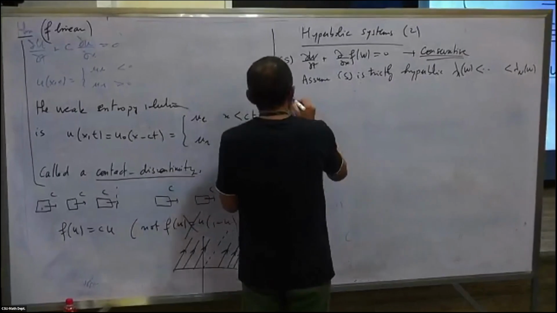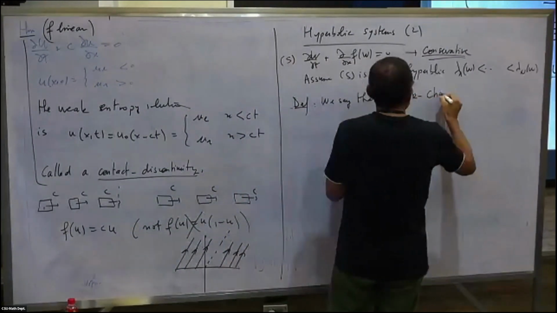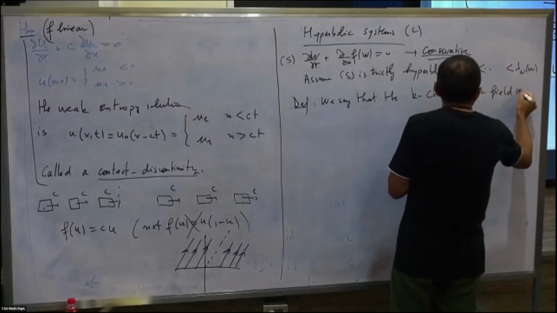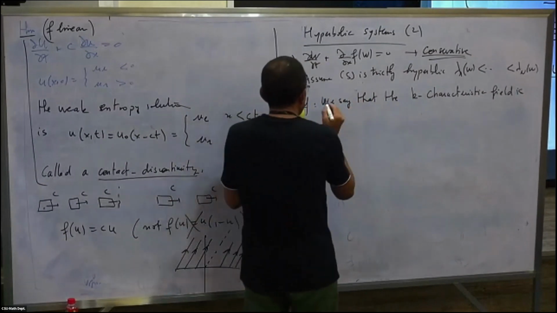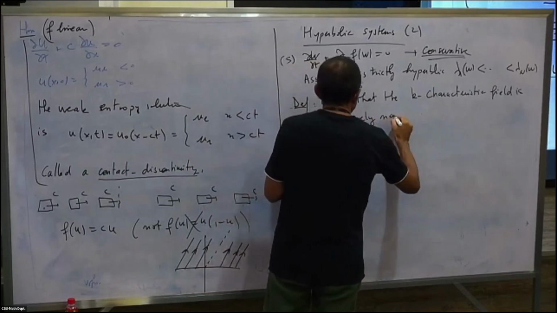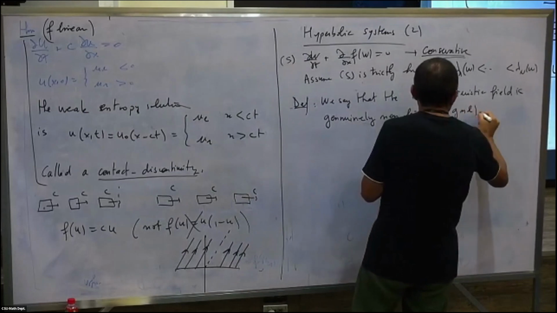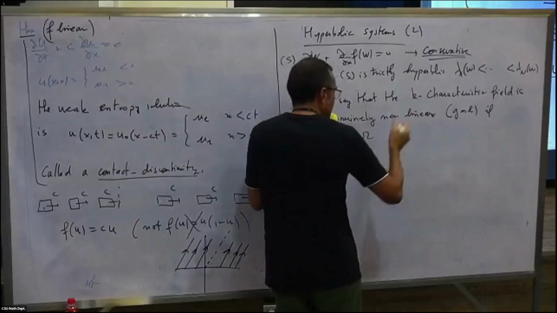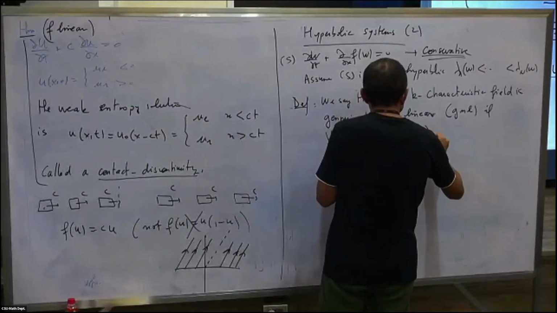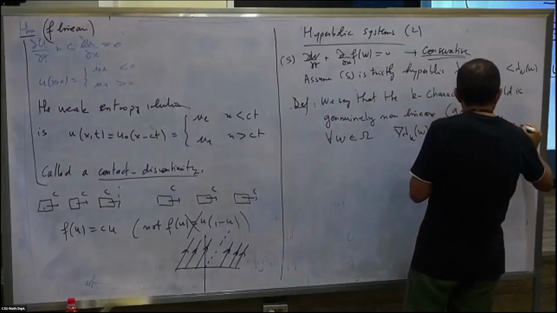Okay, so definition. We say that the k-th characteristic field is genuinely non-linear, GNL, if for all W in the physical domain omega, the gradient of lambda_k of W multiplied by r_k of W is different from 0.